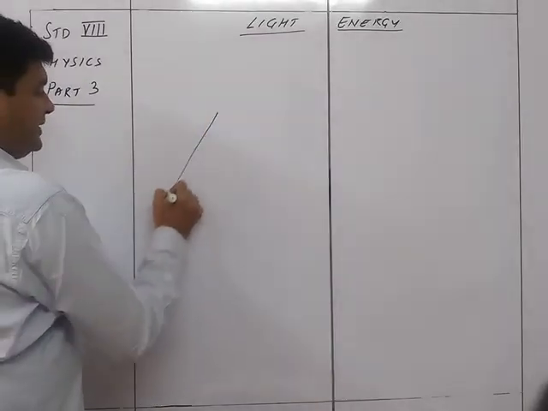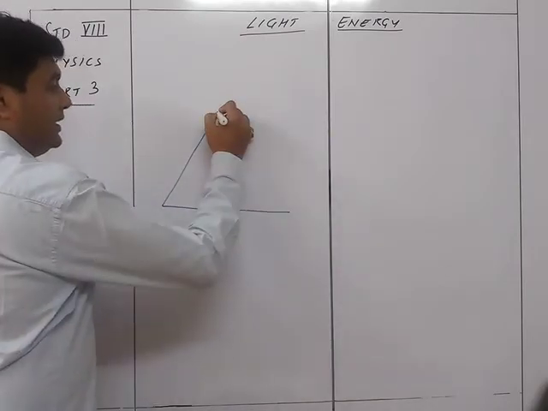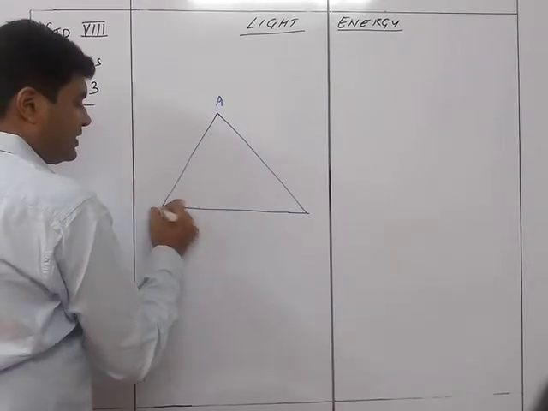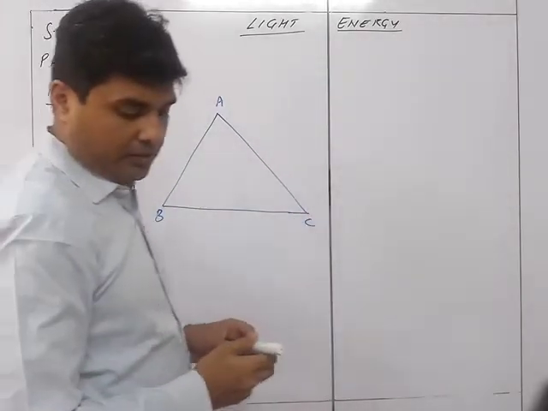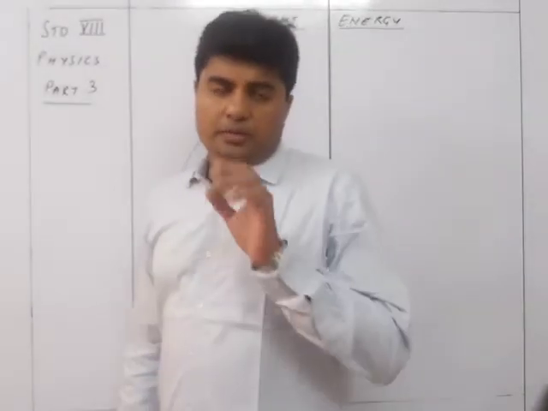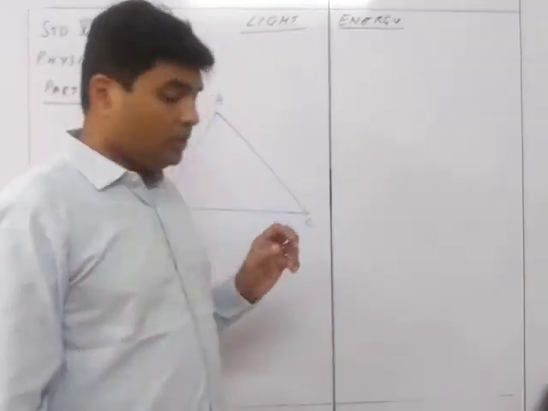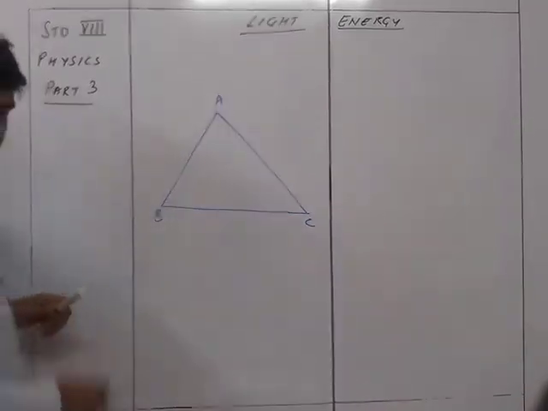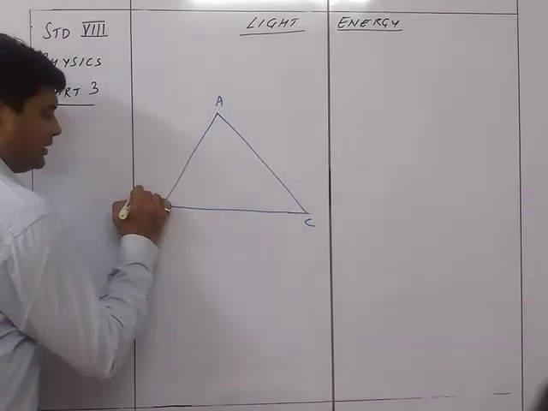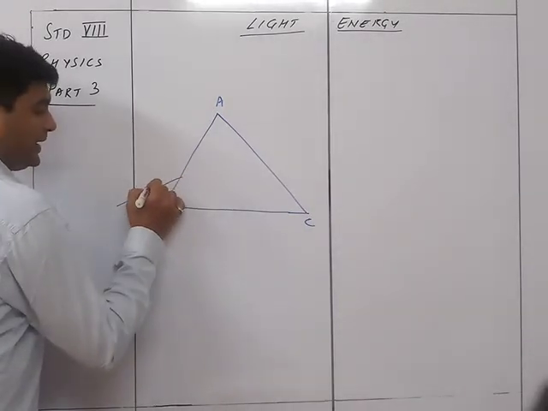So the prism is symbolically represented by just a simple triangle ABC. Now, how is the refraction going to take place in a prism? Suppose there is a ray of light which is going to come over here like this. So it is falling on this particular plane like this.